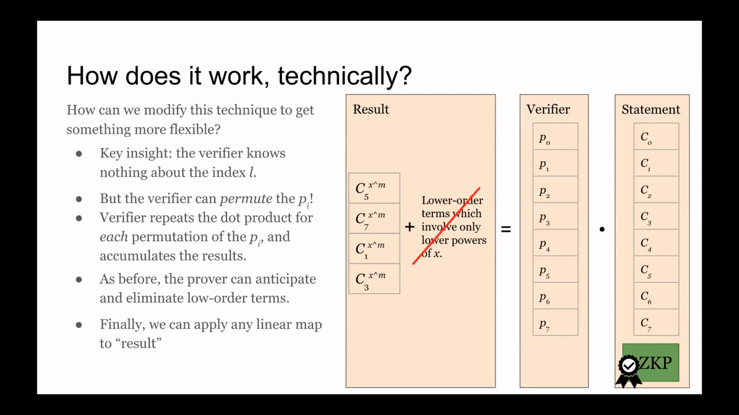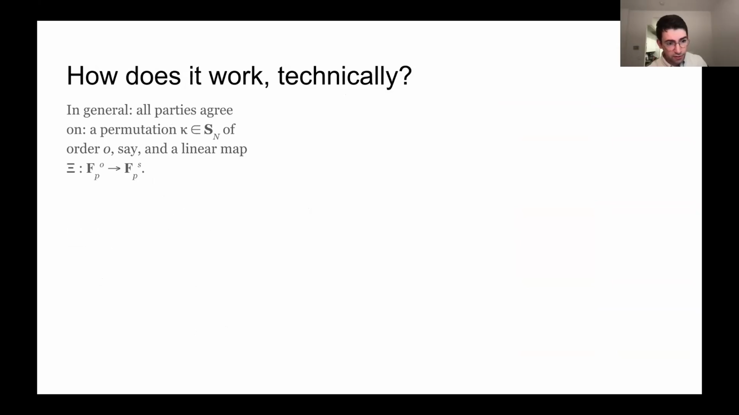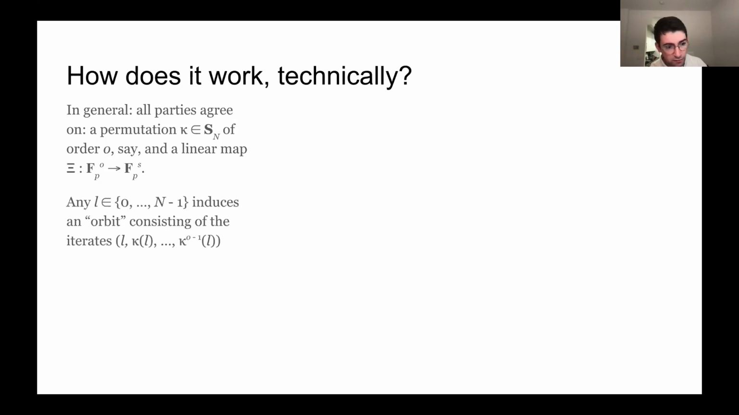Yep. Let me give a bit more technical view. We have a permutation of, let's say, order O. If O was 4 in the last case, then we have any linear map. So S, the output dimension, could be 1 or it could be 4. For example, we could take this to be the identity map, in which case you're arguing that they're all 0. Or you could take it to be the sum, as you said, or anything else.